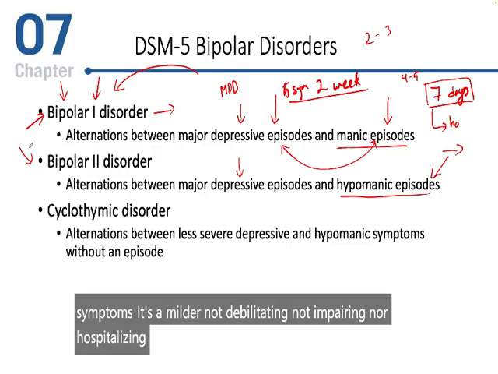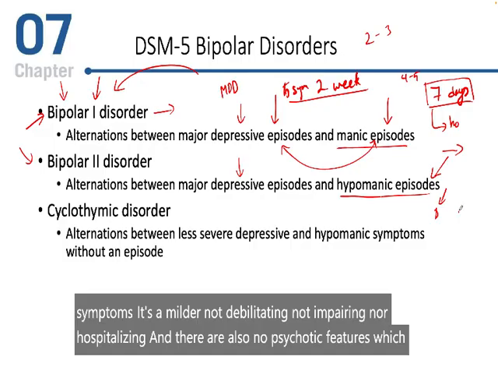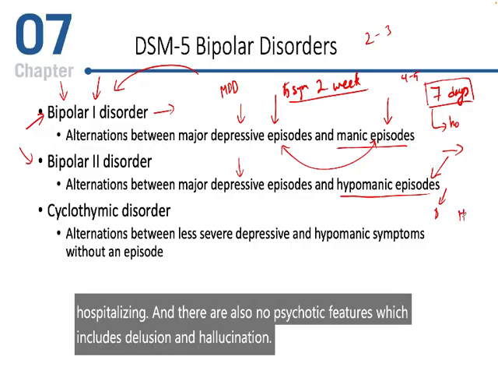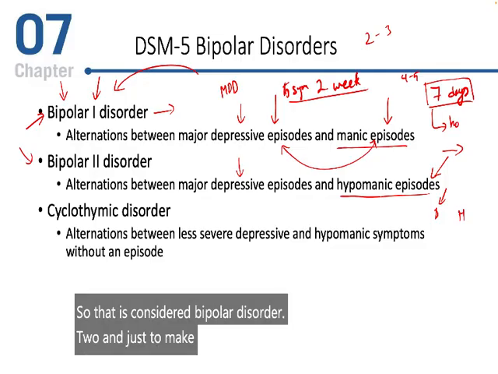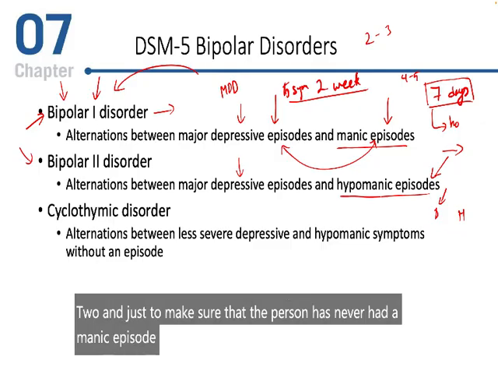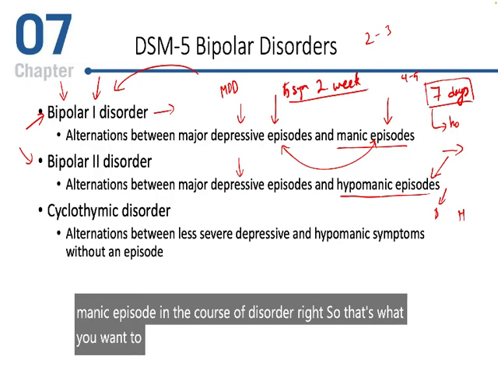And there are also no psychotic features, which includes delusion and hallucination. So that is considered bipolar disorder 2. And just to make sure that the person has never had a manic episode in the course of the disorder, right? So that's what you want to be very careful.